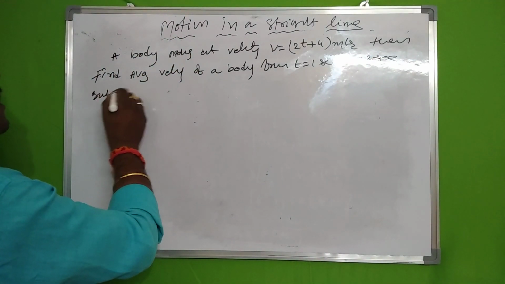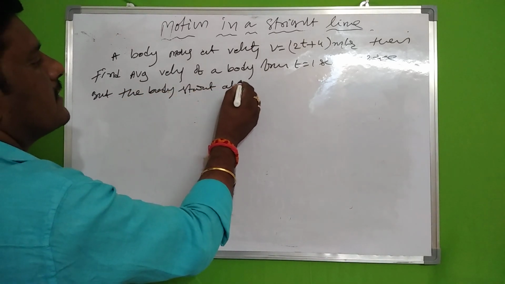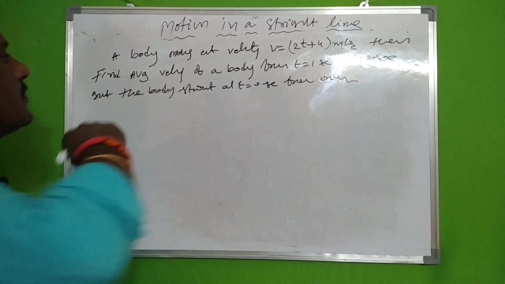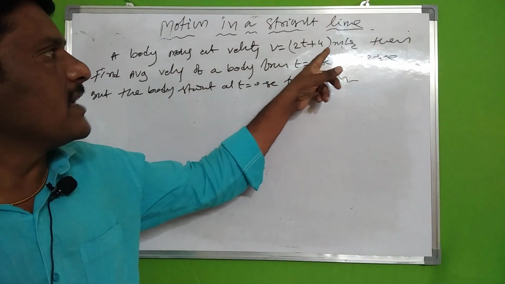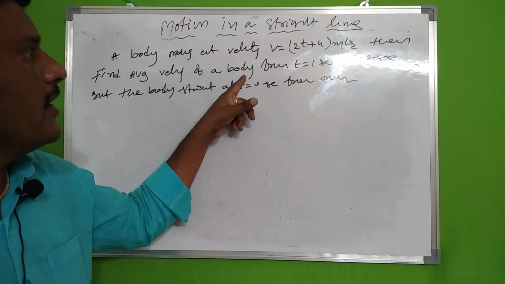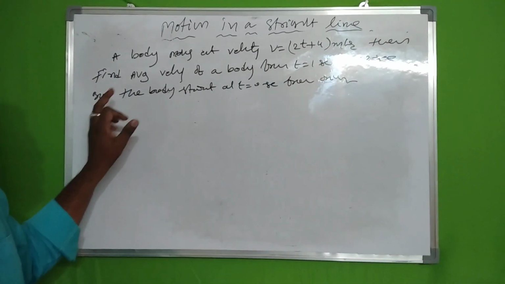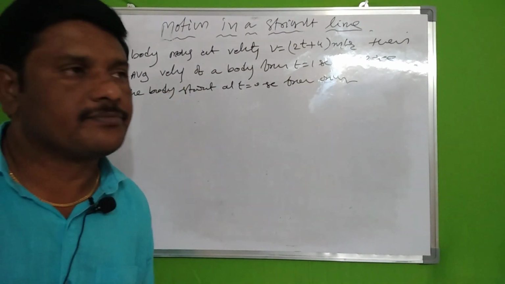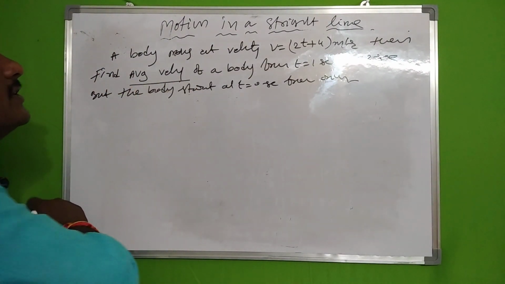But the body starts at t equal to 0 second from origin. So you can write: a body moves at a velocity v equal to 2t plus 4 meter per second. Then find the average velocity of the body from t equal to 1 second to t equal to 2 second. But the body starts at t equal to 0 second from origin. Okay. So finally we need to find out the average velocity.